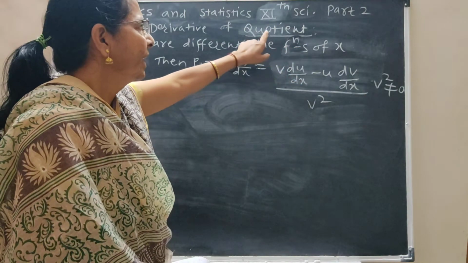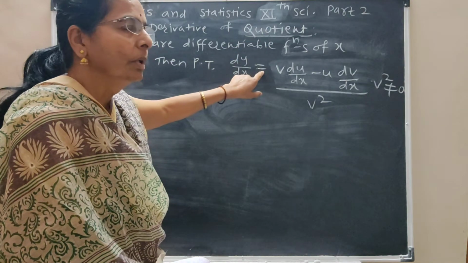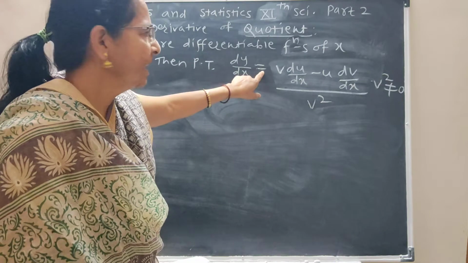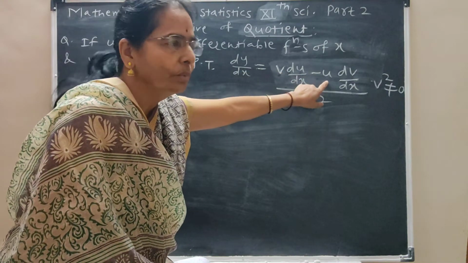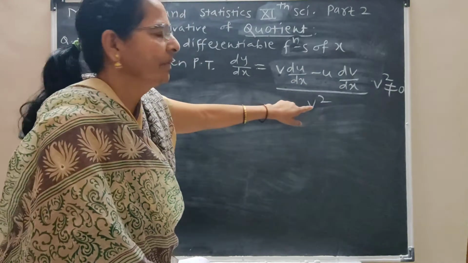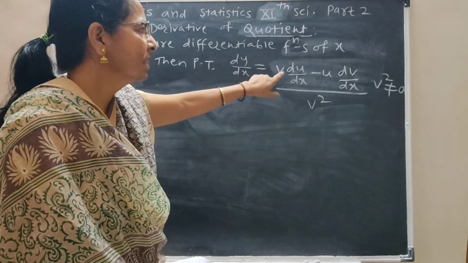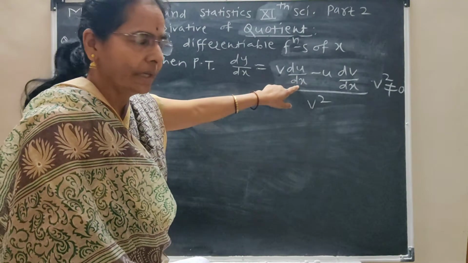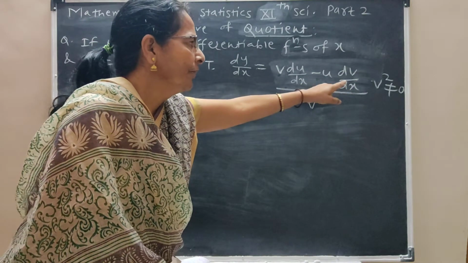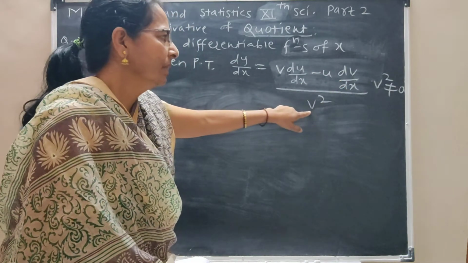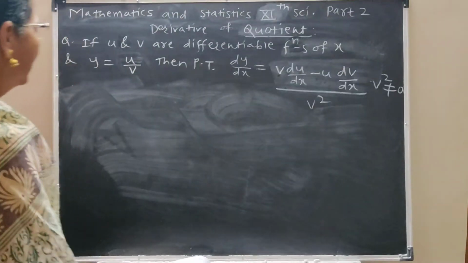When we take derivative of a quotient, dy by dx is equal to, in between u and v, first v, take derivative of u, minus u, take derivative of v, and take v square. This is the meaning. Take v first, take derivative of u, du by dx, take minus sign, u, take derivative of v, dv by dx, upon v square. Remember this while solving the questions. Now proof of this.